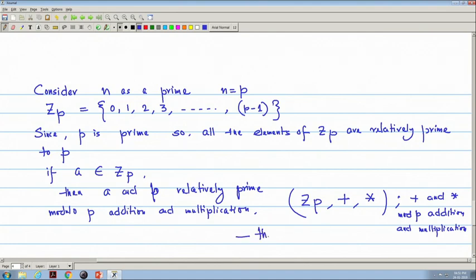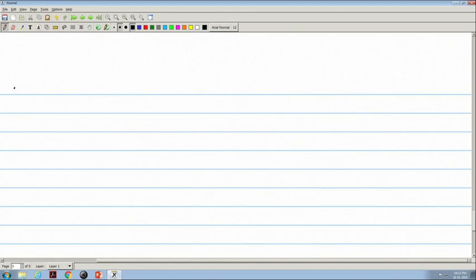Then it must be a field. So we have considered Z_p, and so the set becomes 0 to p minus 1. Since p is prime, all the elements are relatively prime, and according to that example we have seen that we must get the multiplicative inverse.